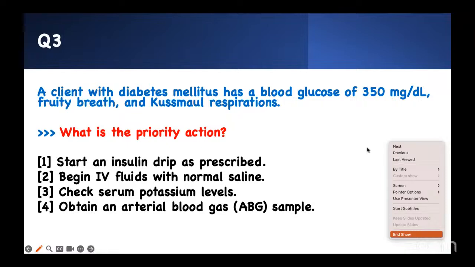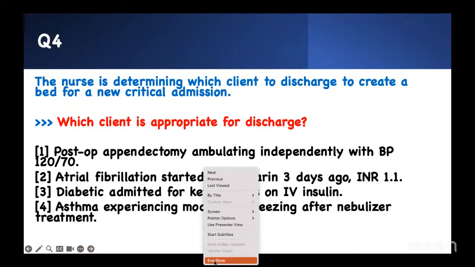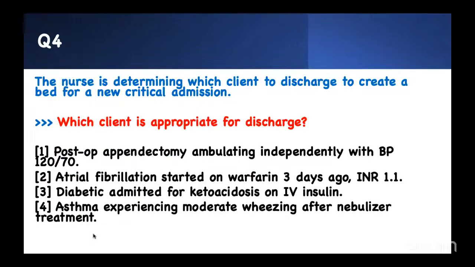Prioritization 101. What brought them to the hospital is dehydration. So fix the dehydration. This patient is going to get medication, most likely IV fluid, to slow them down. So the next question is this: which client is appropriate for discharge?